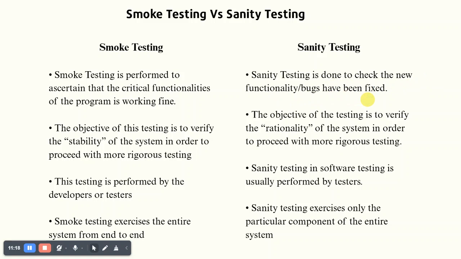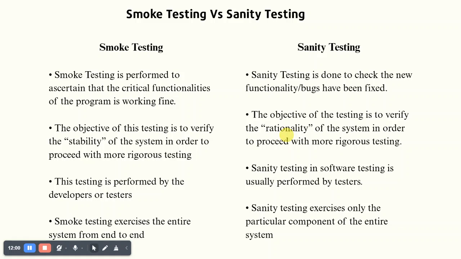When we raise a bug, saying a functionality is not working fine as per the client requirement, we send it to the developer and the developer fixes it. And in future, if no further changes are required, the kind of testing performed is known as sanity testing. The objective of testing is to verify the stability of the system in order to proceed with more rigorous testing. Okay, just a kind of stability check. Here, rationality means working fine.